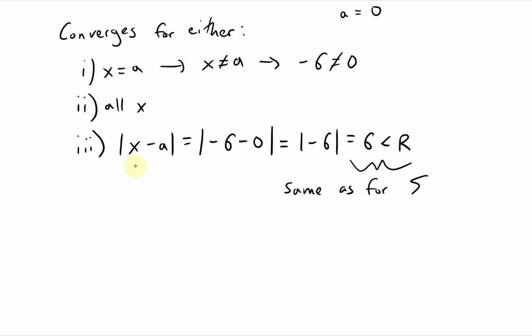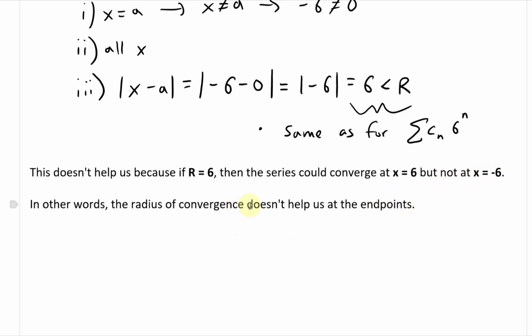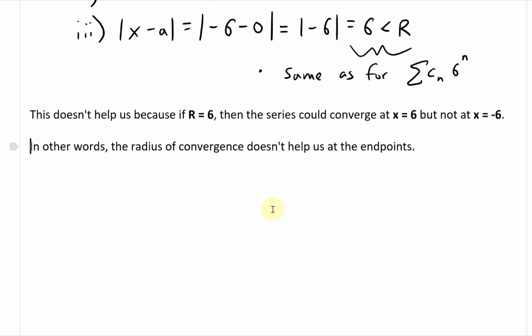So we could write the same as for the other series, Cn times 6^n. But r could be 6. I just quickly erased that and wrote instead, so we can write more quickly. So this doesn't help us, because if the radius of convergence equals 6, then the series could converge at x equals 6, but not at x equals negative 6. In other words, the radius of convergence doesn't help us at the endpoints.